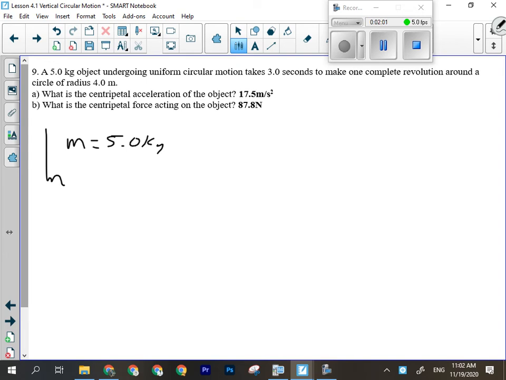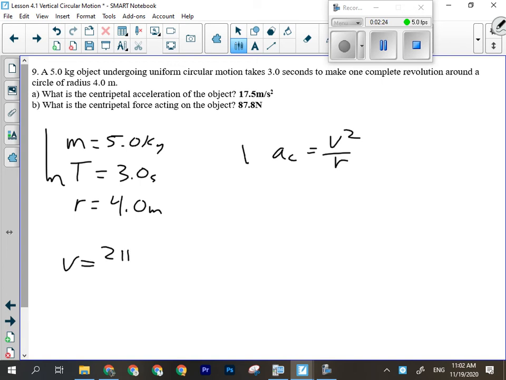So it's undergoing uniform circular motion and it takes 3 seconds to make one complete revolution. So the period is 3 seconds. The radius of the circle is 4.0 meters. What's the centripetal acceleration of the object? Well, centripetal acceleration equals v squared over r, right? I don't have v, but I have the formula for v, 2 pi r over T. I'm going to substitute that into this formula by squaring it.